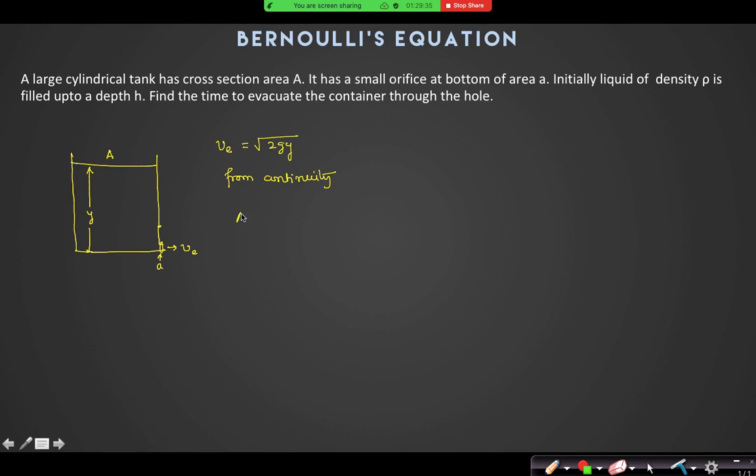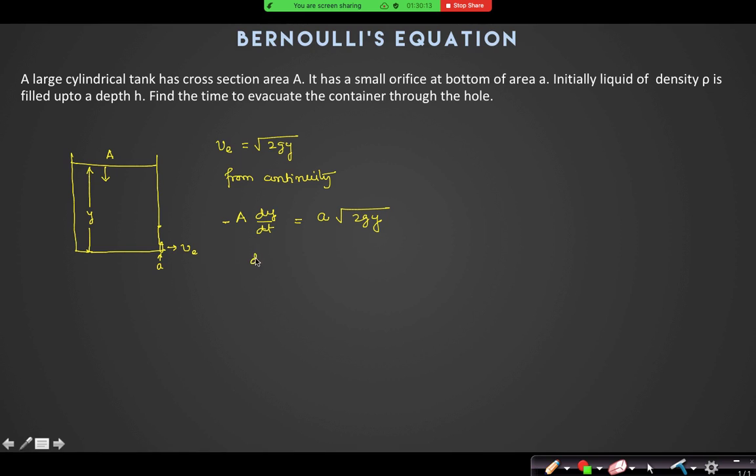It is capital A into dy by dt is equal to small a into root 2gy. Can I say that? dy by dt is the velocity with which the level is coming down. Yes. Look, here I have to put a negative sign before dy by dt. Why? Because the velocity is downward, negative, and y I have measured upward. Or you can say that with respect to time y is decreasing.